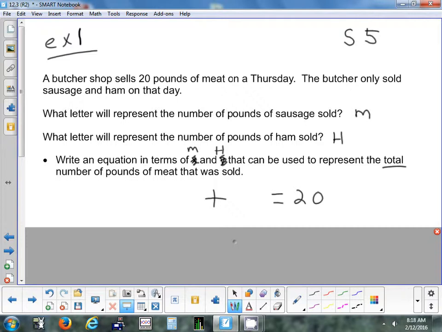What we don't know is, did he sell 1 pound of sausage and 19 pounds of ham? Did he sell 10 pounds of each? That we don't know. So how did we represent the number of pounds of sausage? M. So he sold M pounds of sausage. And how did we represent the number of pounds of ham? H. So all we know is if we take how much sausage he sold plus how much ham he sold, it's a total of 20 pounds. At this point, we don't know how much of each. We just know it adds up to 20. Okay, any questions on our first equation?